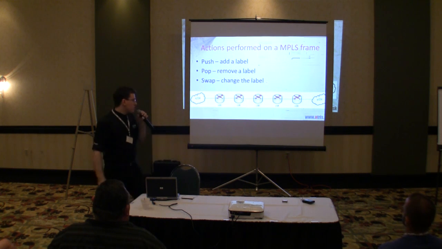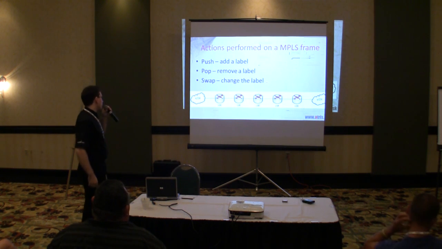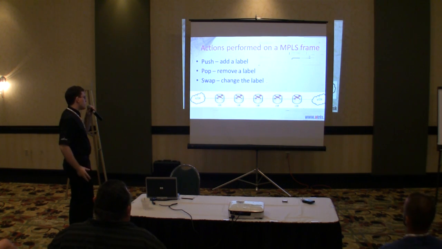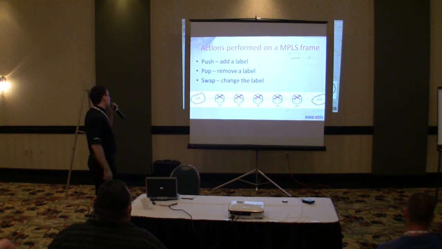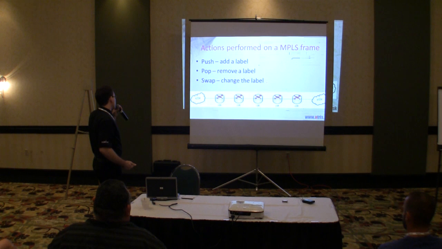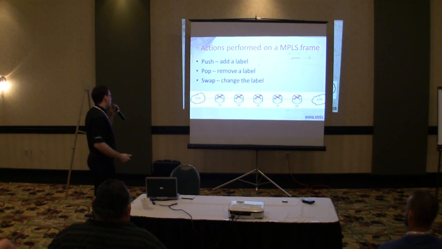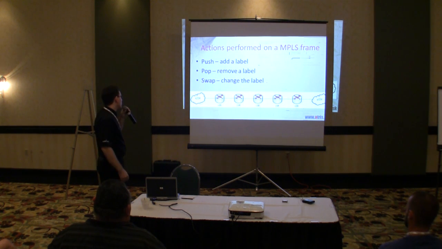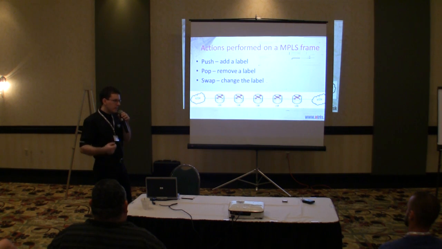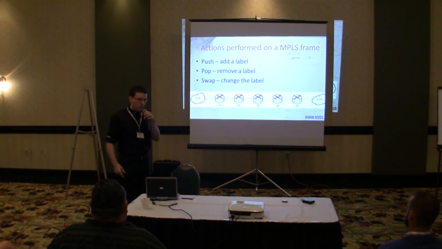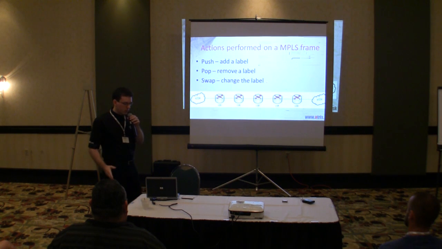Now, actions that can be performed on an MPLS frame. There are 3 actions that the MPLS router can perform on a frame: push, which adds an MPLS label, pop, which removes an MPLS label, and swap, which changes the label. The first 2 actions can only be performed by the LERs, so only the LERs need to push and pop labels. All the LSRs only need to swap labels.